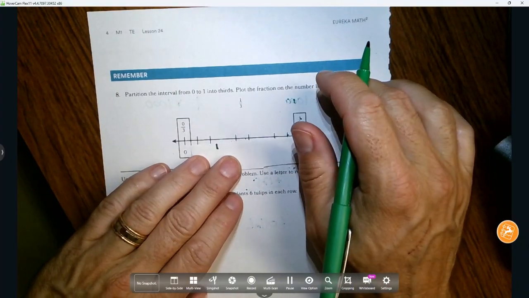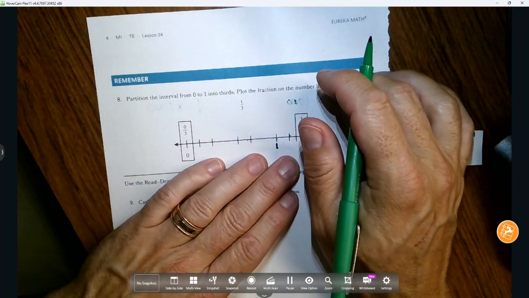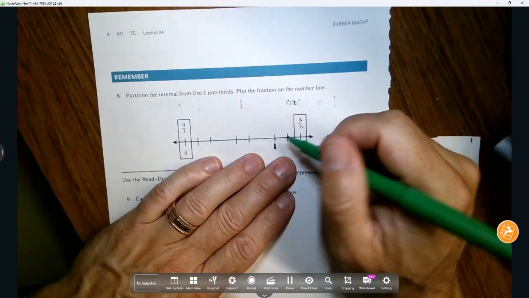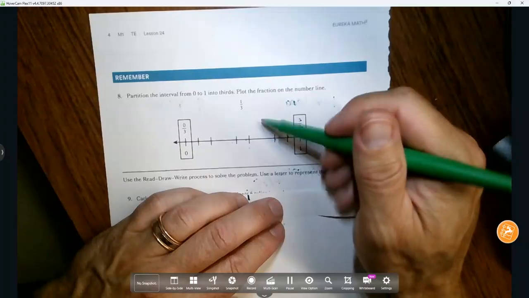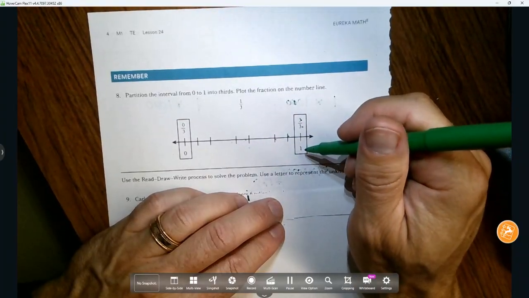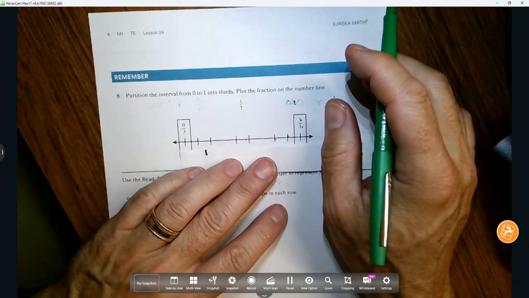So we go there. We did there, but no, that would be 3 pieces. We just need 3 pieces. We need 1 piece here, 1 piece here, and then we'll have a piece there. So we already have 3 thirds. We just need to mark 2 other spots.